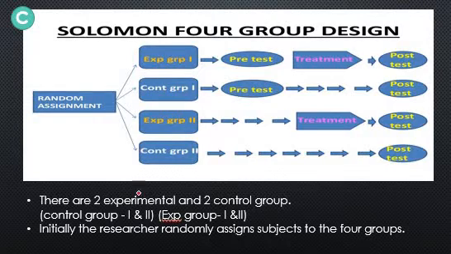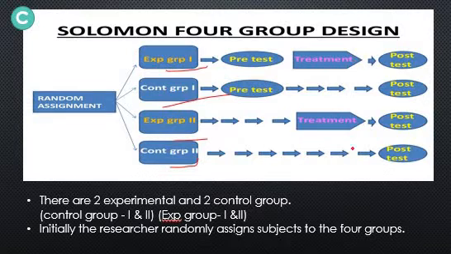Next type is the Solomon four-group design. In the Solomon four-group design, there are two experimental groups and two control groups. Initially, the researcher randomly assigns subjects to the four groups. Here we can see experimental group 1, experimental group 2, control group 1 and control group 2. Out of these four groups, only experimental group 1 and control group 1 receive the pre-test, followed by the treatment to experimental group 1 and experimental group 2.